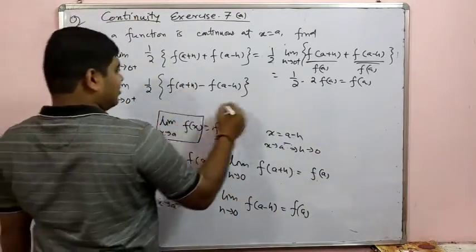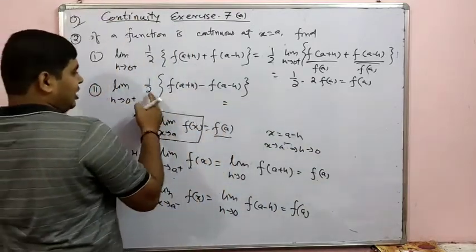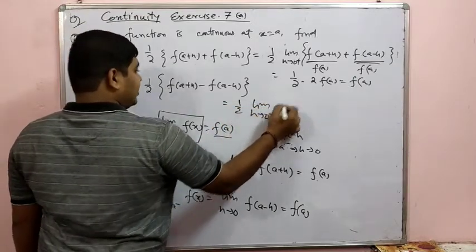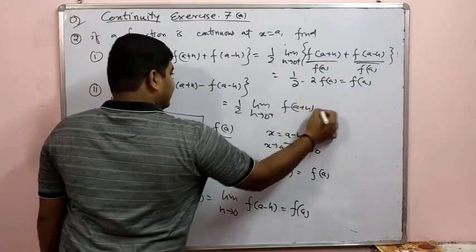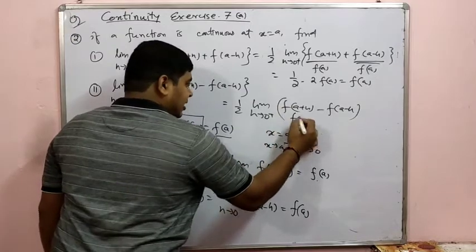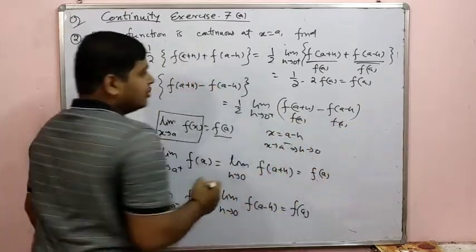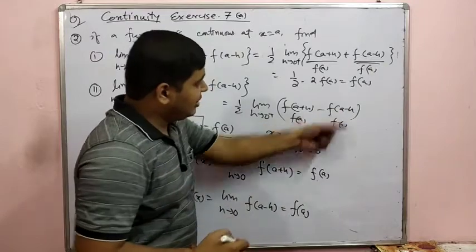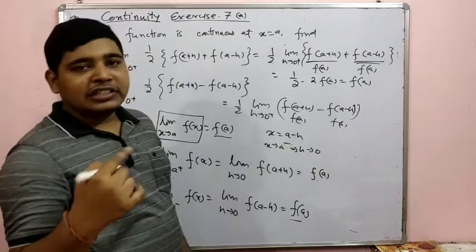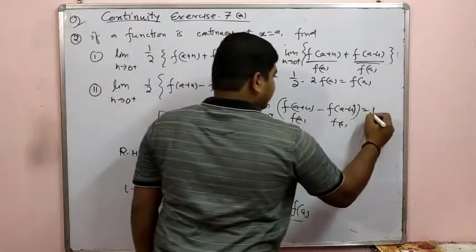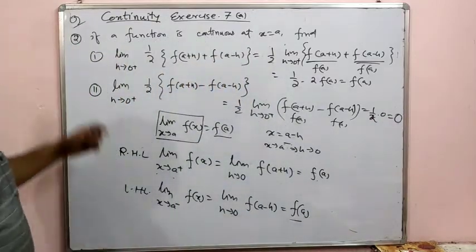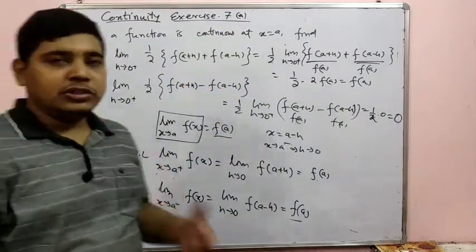Similarly for the second one, this is equal to limit h tends to 0 of 1/2 of f of a plus h minus f of a minus h. So this is f of a and this is f of a, that is, f of a plus h is f of a and f of a minus h is f of a. So f of a minus f of a is equal to 0. So 1/2 into 0 is equal to 0. So our second value is 0.